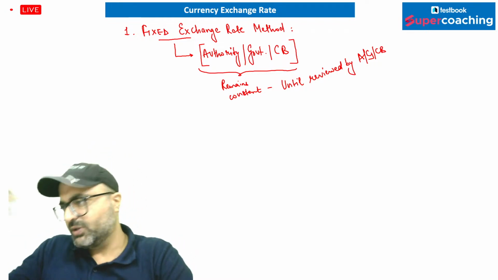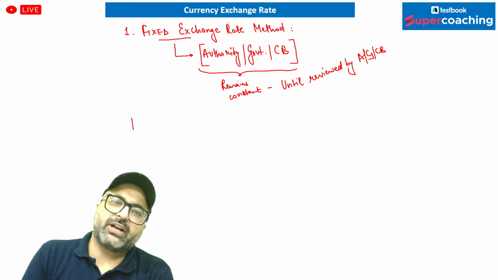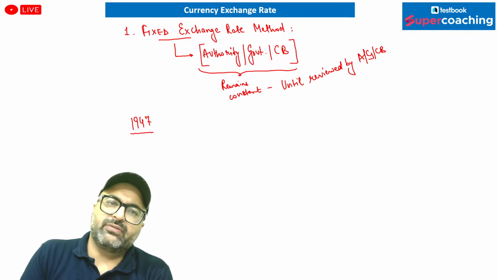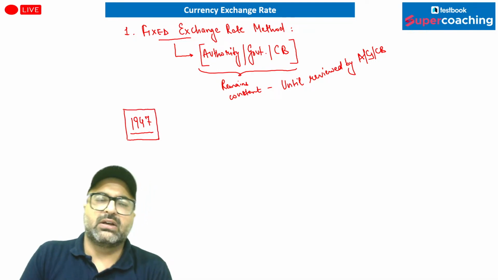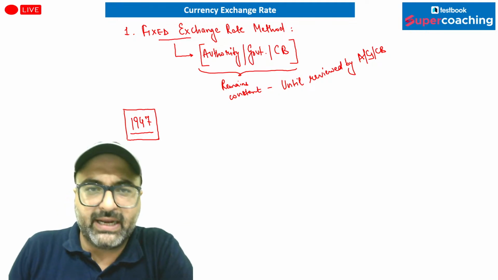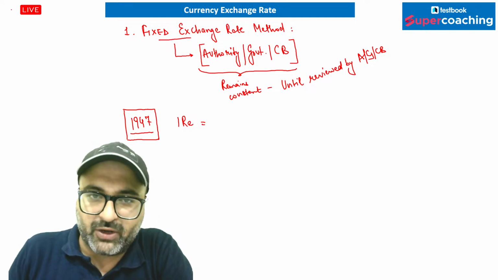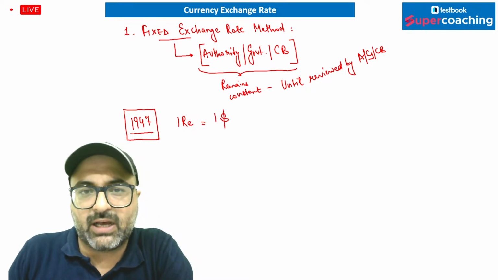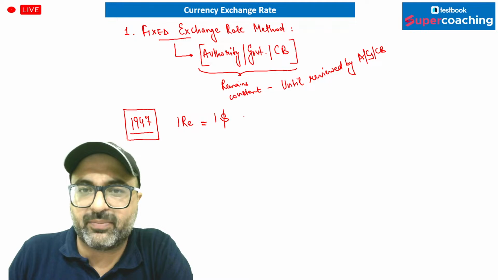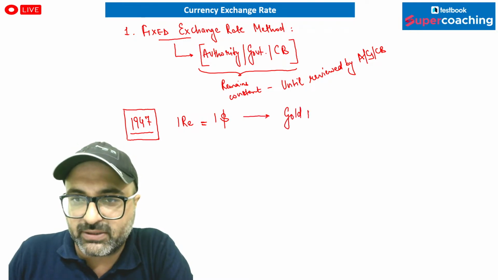I'll give you an example to understand this point in a much better manner. When India got independence in 1947, before 1947, India was ruled by the British Crown and their currency had a great influence on the Indian economy. But once India got independence, India decided that now 1 rupee will be equal to $1. Someone asked how you decided this exchange rate. The reply was that this exchange rate is decided on the basis of the gold method.